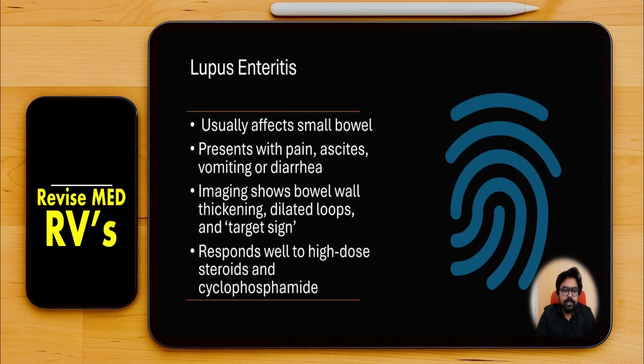So what is lupus enteritis? Lupus enteritis usually affects the small bowel and presents with pain, ascites, vomiting, as well as diarrhea. The imaging shows bowel wall thickening along with dilated loops, and you can see a target sign in some patients. It responds well to high dose steroids and cyclophosphamide. It is an emergency and you have to treat very fast.